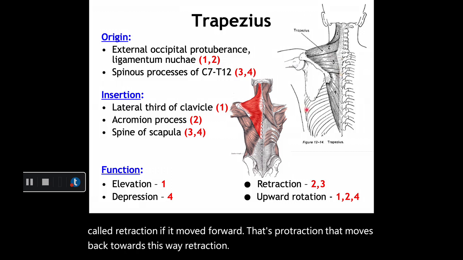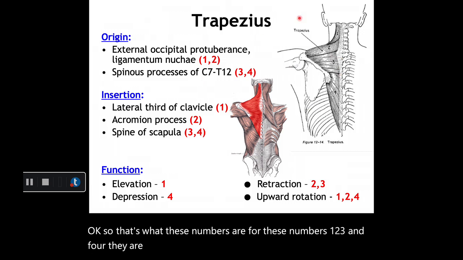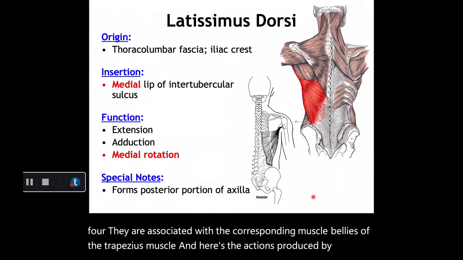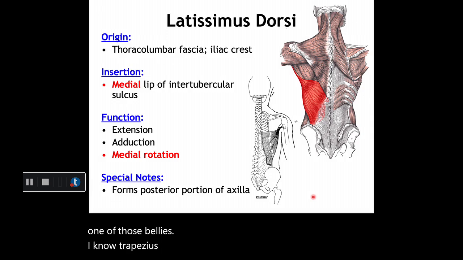Okay. So that's what these numbers are for. These numbers 1, 2, 3, and 4 are associated with the corresponding muscle bellies of the trapezius muscle, and here are the actions produced by each one of those bellies. All right, now trapezius basically covers most of the superior posterior thorax.